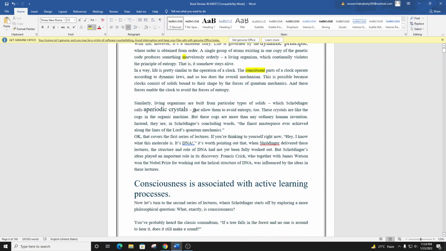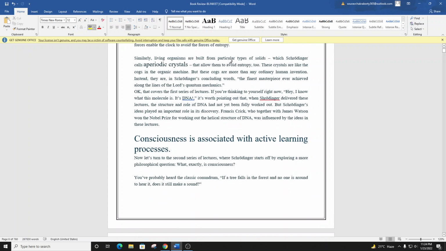Similarly, living organisms are built from particular types of solids, which Schrödinger calls aperiodic crystals, that allow them to avoid entropy too. These crystals are like the cogs in the organic machine, but these cogs are more than any ordinary human invention. Instead, they are, in Schrödinger's concluding words, the finest masterpiece ever achieved along the lines of the Lord's quantum mechanics.